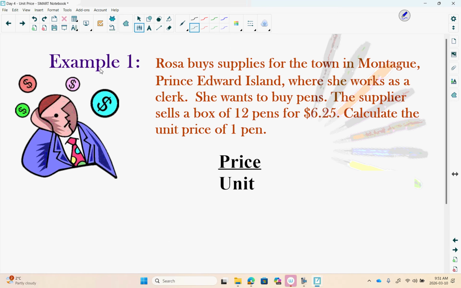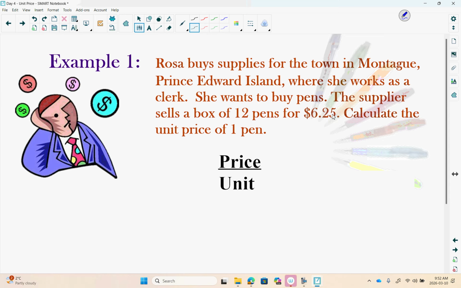Next example. Your girl Rosa buys supplies for the town in Montague, Prince Edward Island, where she works as a clerk. She wants to buy pens. The supplier sells a box of 12 pens for $6.25. Calculate the unit price of 1 pen. So when I set this up, should I go 12 divided by 6.25 or should I go 6.25 divided by 12?